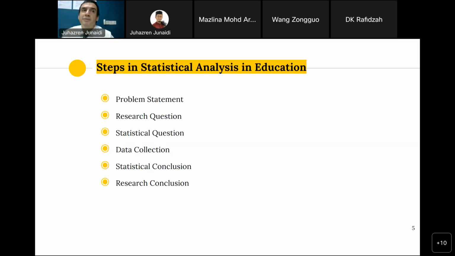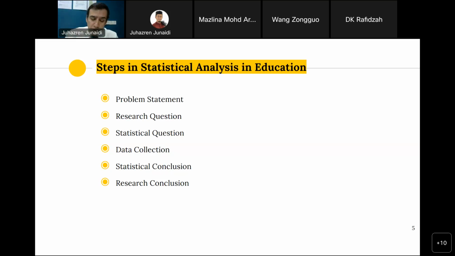First, the problem statement. Why is it different from natural sciences? Because in natural sciences, you don't have to start from a problem statement. You can just start from curiosity, whether something is related to something else. But in educational research, generally, the first step is to state the problem. What are you interested in? And why? And what is the problem with that? The second stage is stating your research question.